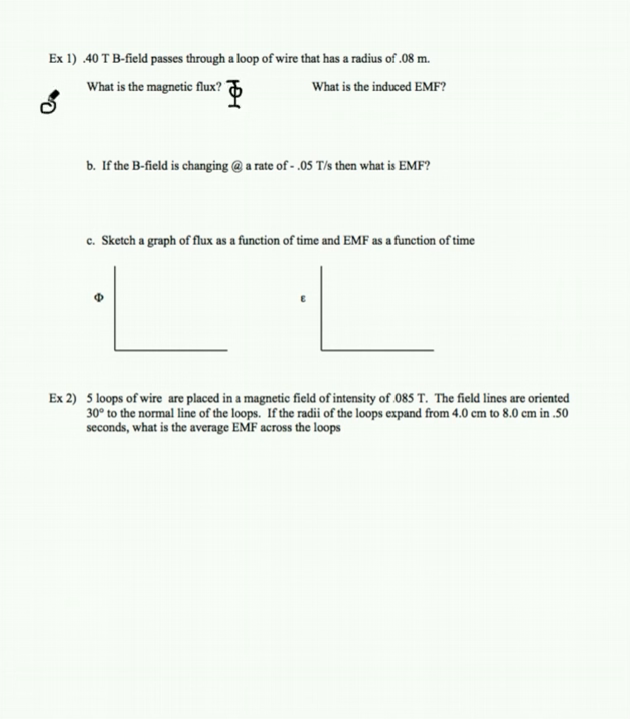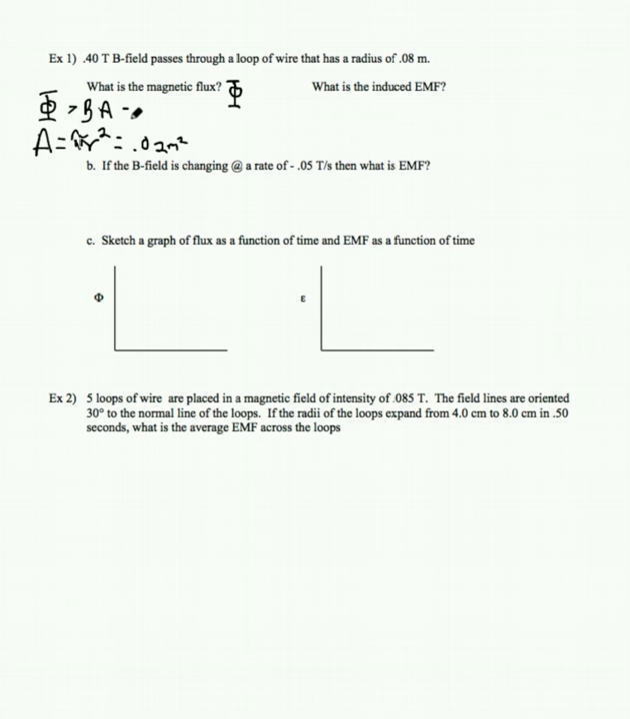Flux, by definition, is the dot product of B and A. It's assumed here that the angle is 90 degrees, so it'll be just B times A. The only thing not given is the area, but that's pretty straightforward since it's a loop. Area is going to be pi r squared, and if we plug in the numbers, and you might want to take time to do that now, you should get 0.02 meters squared.